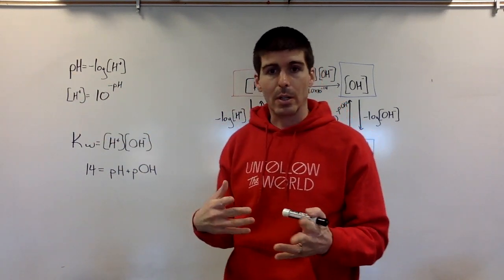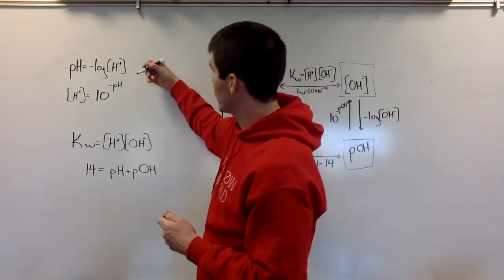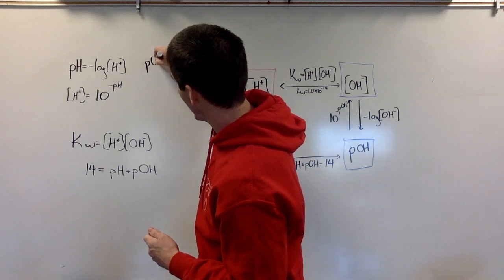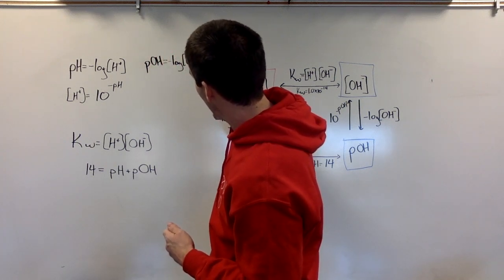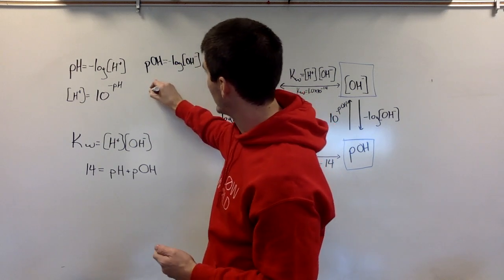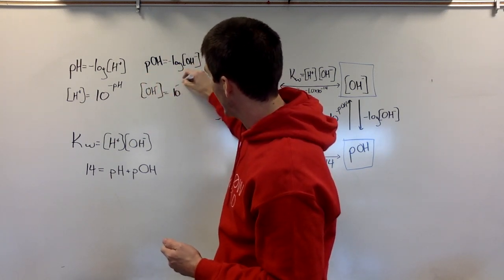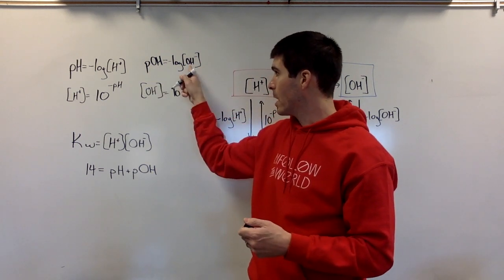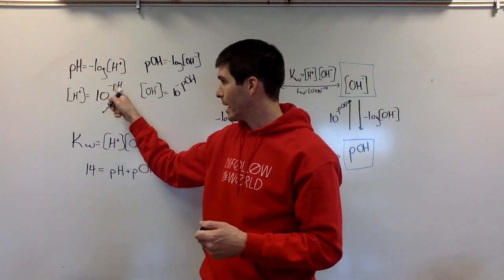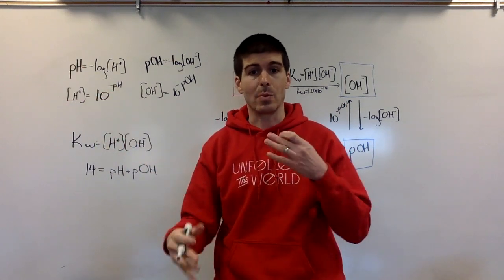Since we're going to look at hydroxides as well, we can have a separate version of this that's the very same thing. POH is negative log of the hydroxide. And then if I wanted to rearrange it, I could say the hydroxide is 10 to the negative POH. So we keep our base particles with a POH, and we keep our H's together for pH. pH is the one that we traditionally look at because we have a pH scale.